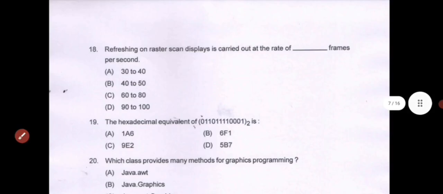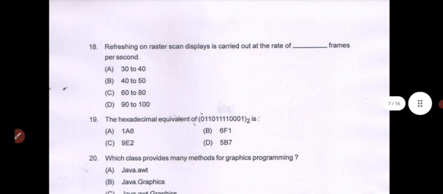Question number 18. Refreshing on raster scan displays is carried out at the rate of dash frames per second. This is a question from computer graphics. So the correct answer is option C, 60 to 80.